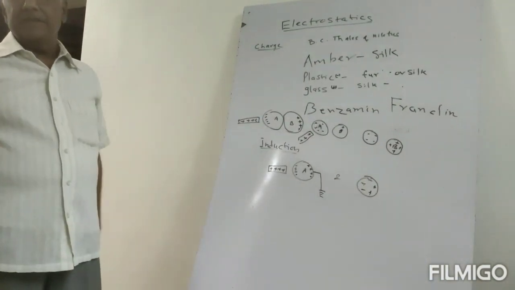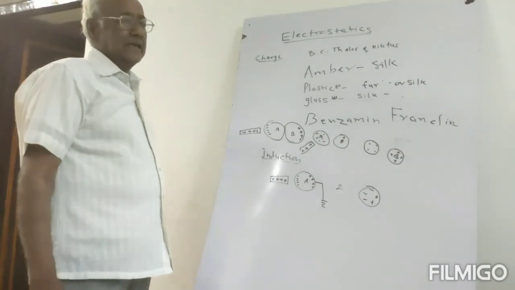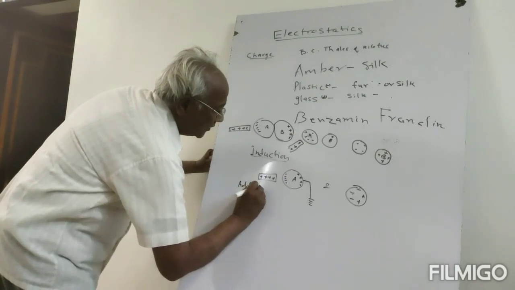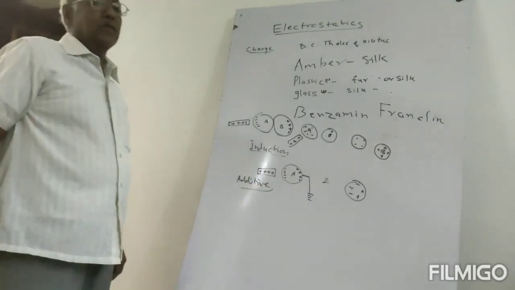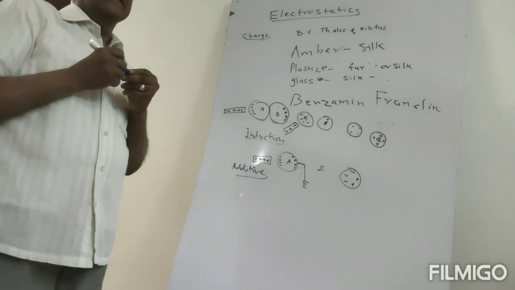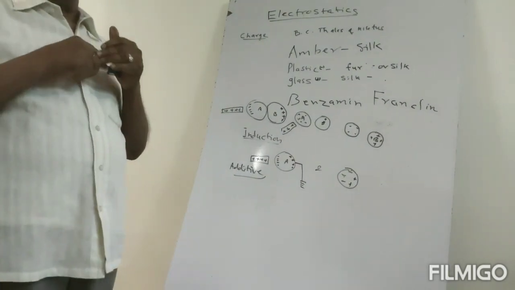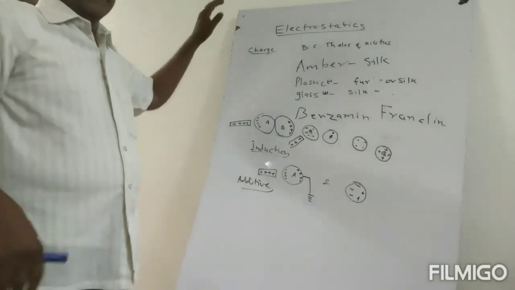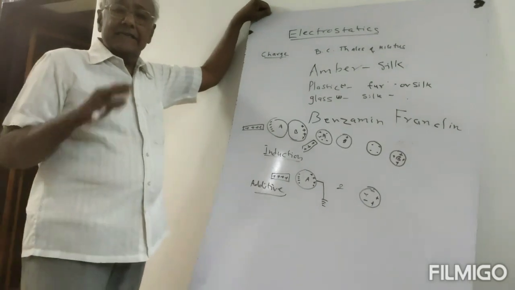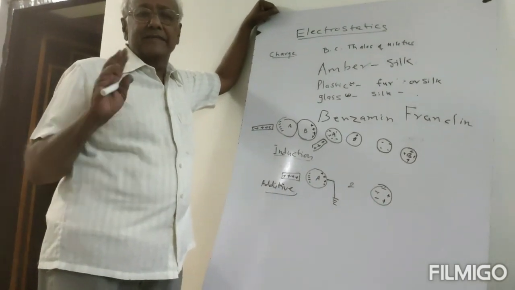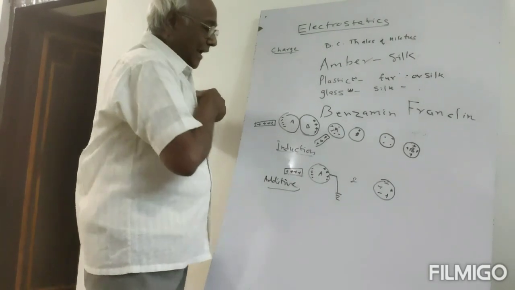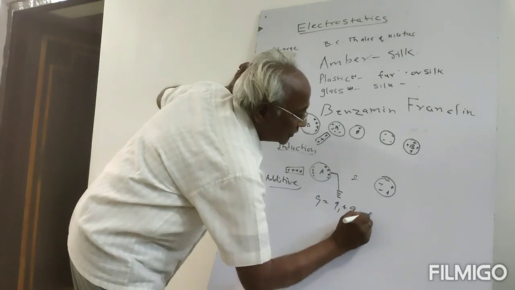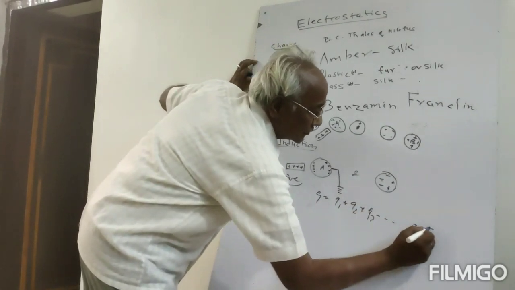Now, what are the properties of charges? The first property of charge is the additive property. Additive property means that since charge is a scalar quantity, the total charge in an enclosure will be the scalar sum or algebraic sum of the charges. So total charge enclosed Q will be equal to Q1 plus Q2 plus Q3 and so on, that is equal to the summation of Qi.